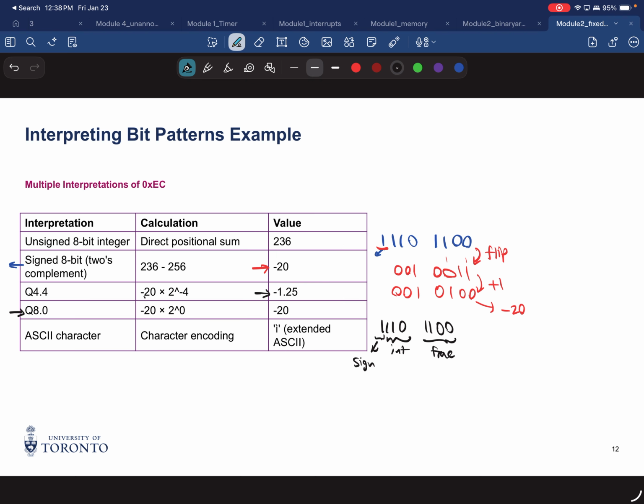If it was Q8.0, then that's similar to the signed one. So whenever the fractional part is 0 bits, then that means it's treated as a signed binary. It's equal to that, right? And then the ASCII version is completely different. So the interpretation is different. So that's the importance of keeping the format, knowing what the format is, and interpreting that correctly.